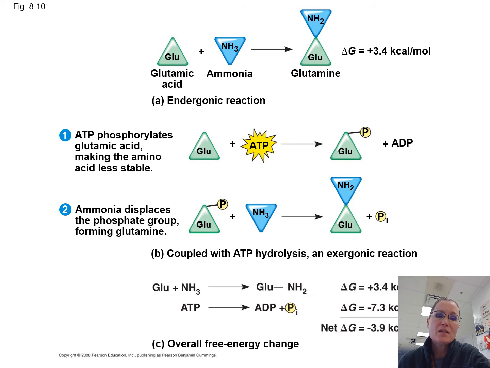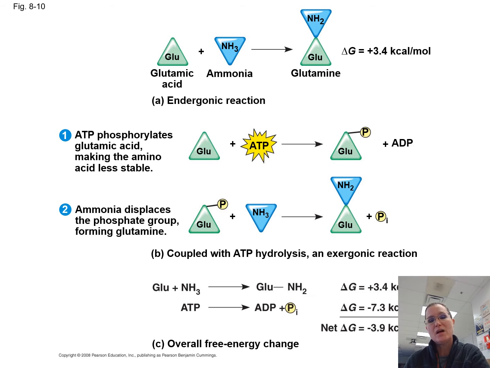And then it makes the amino acid less stable. Glutamic acid likes the way it is, and when you mess with it, it kind of gets zingy, and it doesn't really like it, and so it doesn't really want to stay like that. And so then we have ammonia. For number 2, it says ammonia displaces the phosphate group, and then it forms what's called glutamine, which is the same thing that we had up at the top. And so it pops off that phosphate, and so then now we have the glutamine plus the inorganic phosphate.